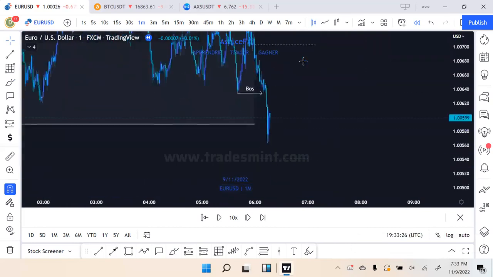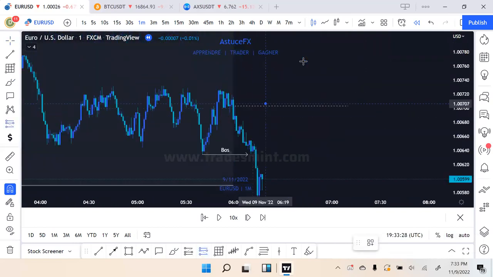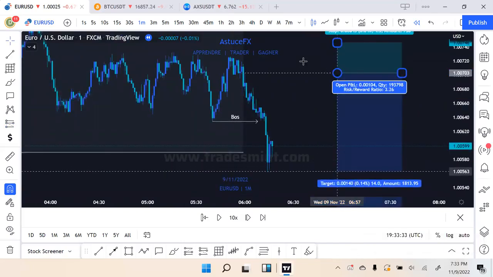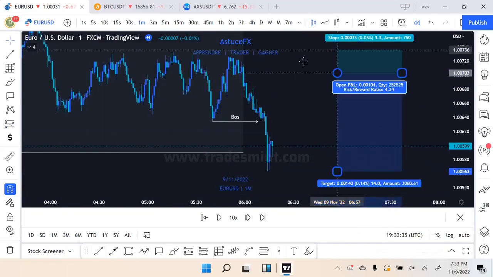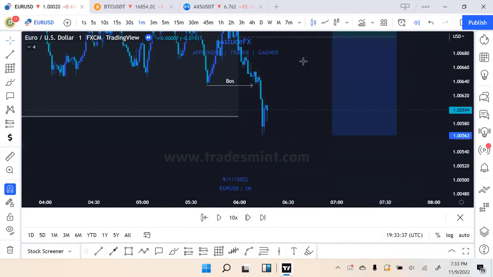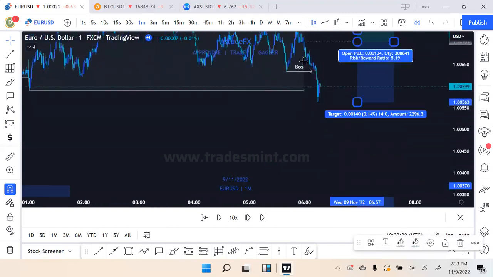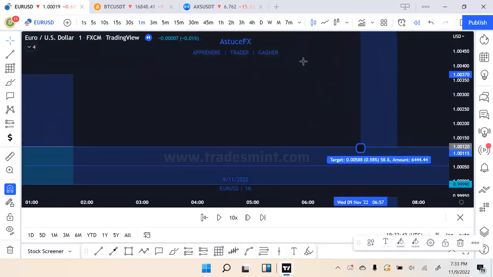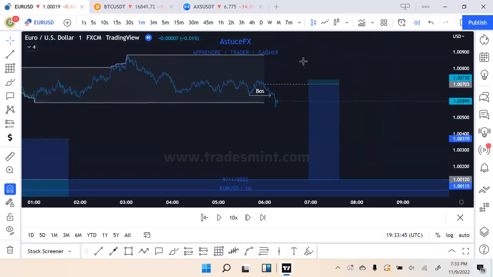But for me, I take like 90% of my position below this low, the low that is newly created here. So this is where I take like 90% of my position off, and I keep the remaining till the final TP, which is this order block down here. I hope till now it makes sense.